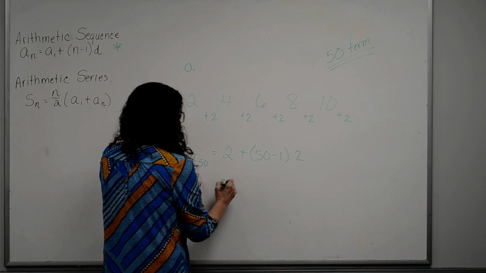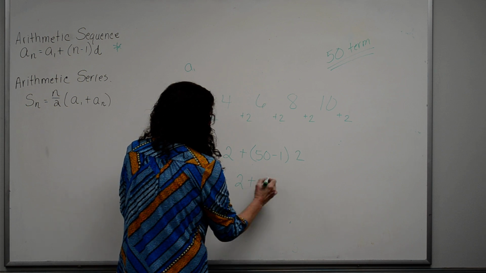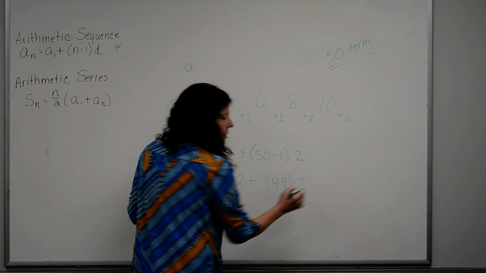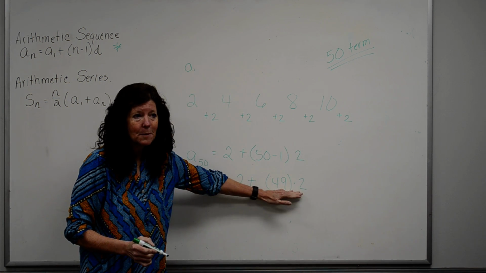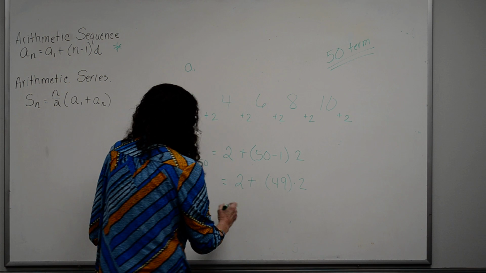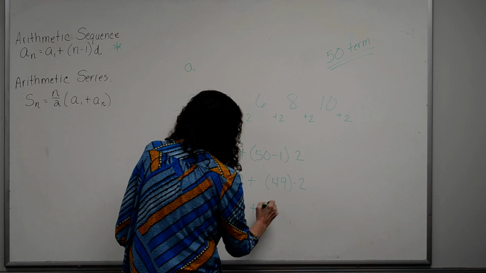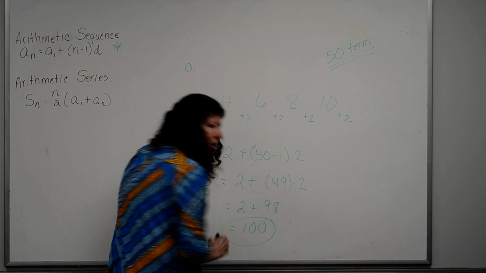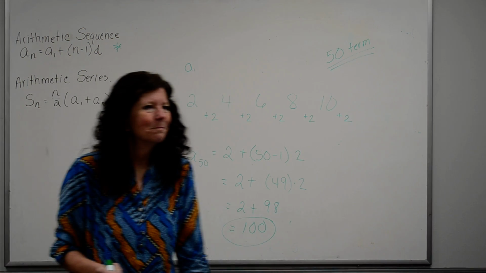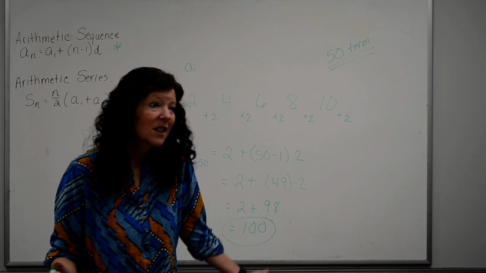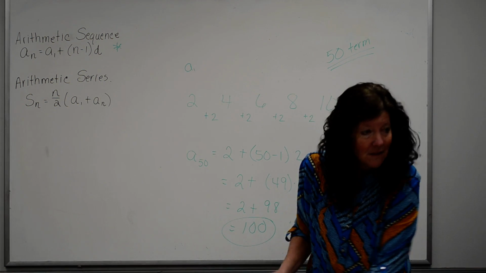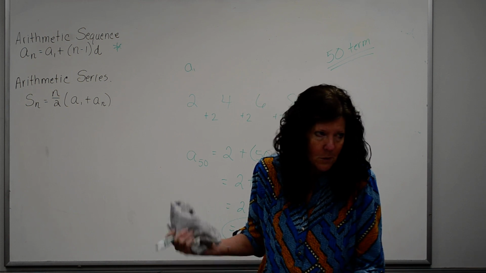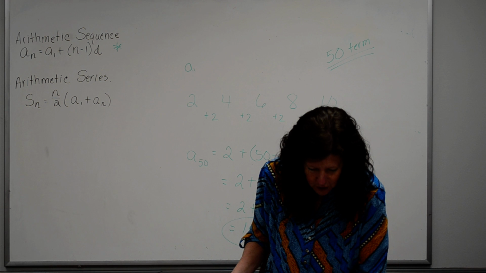So, to find the 50th term, I'm going to go 2 plus 49 times 2. Don't forget, you have to do the multiplication before you can do the addition. So this is going to be 2 plus 98, or the 50th term would be 100. That's kind of cool, actually. It saves time. Now that one was real easy because the common difference was just 2.